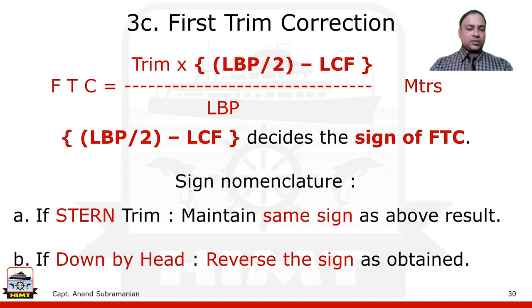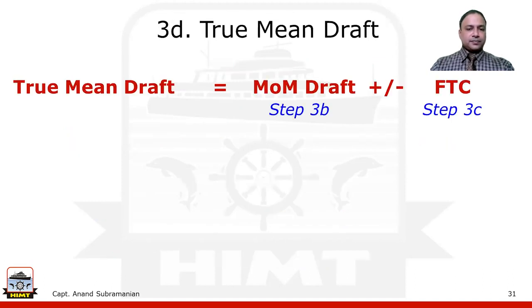In case you have a stern trim, maintain the same sign as whatever you get over here. So don't change the location of this LBP by 2 minus LCF. Just retain it as it is given in this formula. Once we get the first trim correction, you have to add that to the mean of mean drafts, and we get what is called the true mean draft. Okay, so take the mean of mean drafts obtained from step 3B previously, and add or subtract, based on the sign, the first trim correction which is obtained in step 3C.